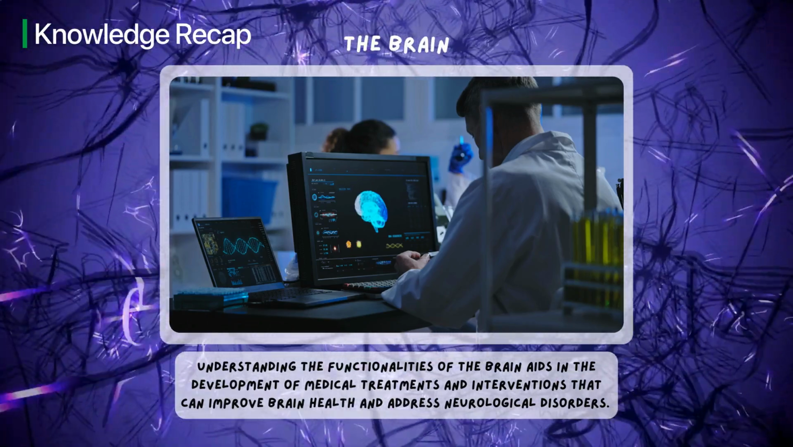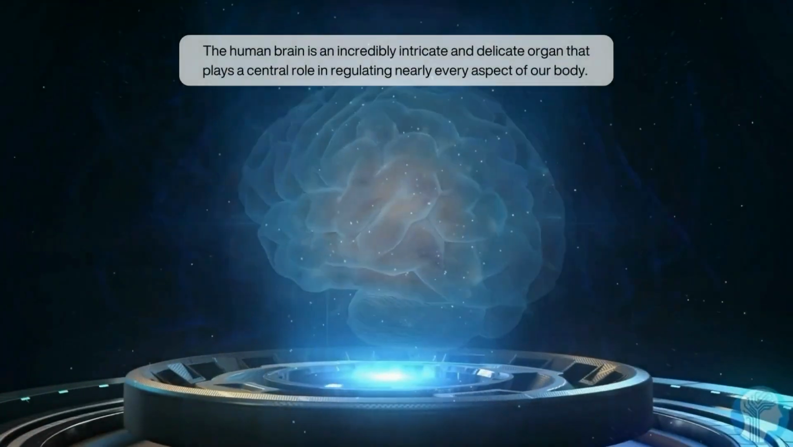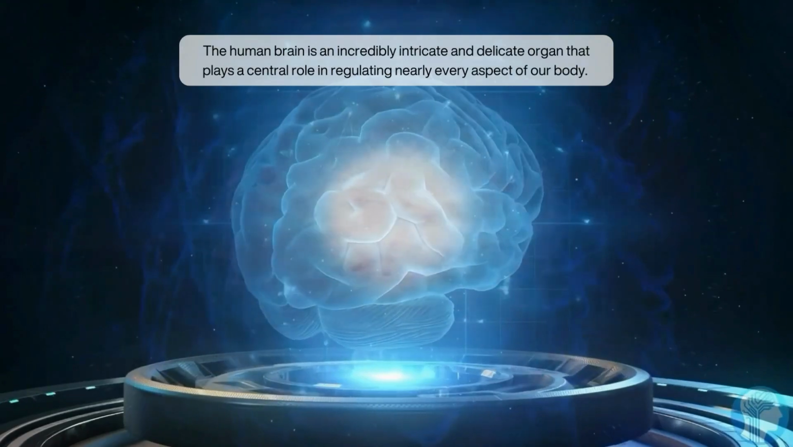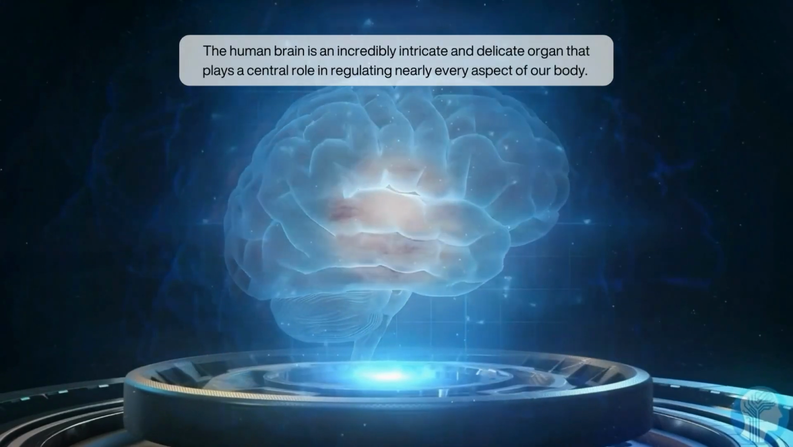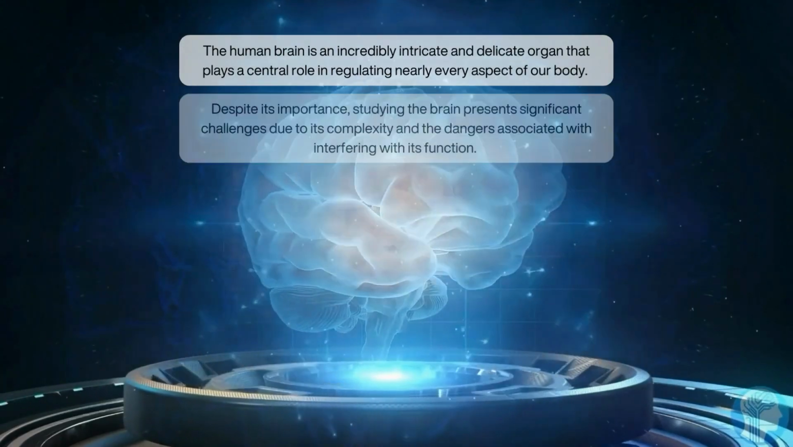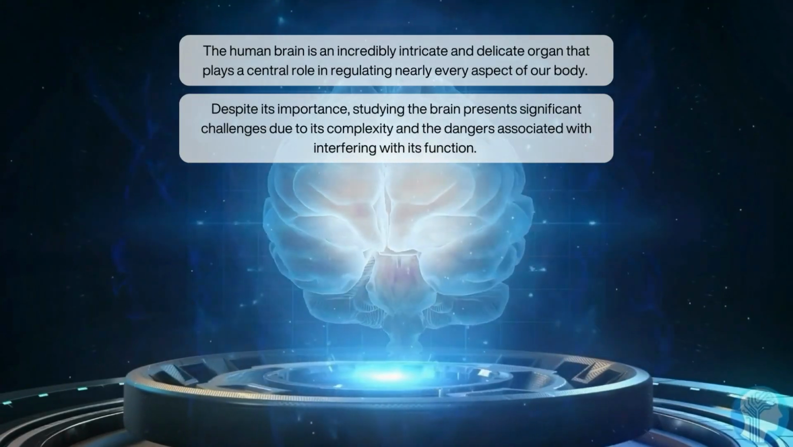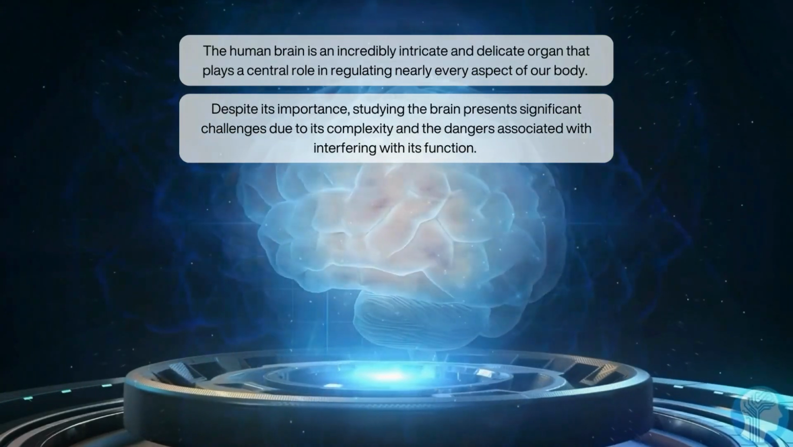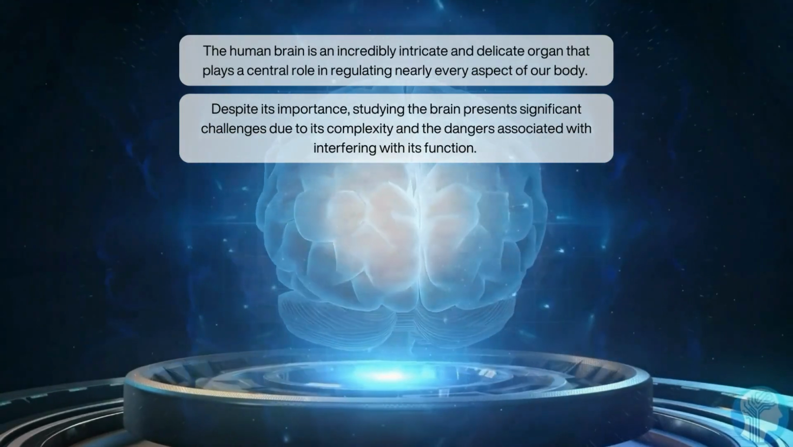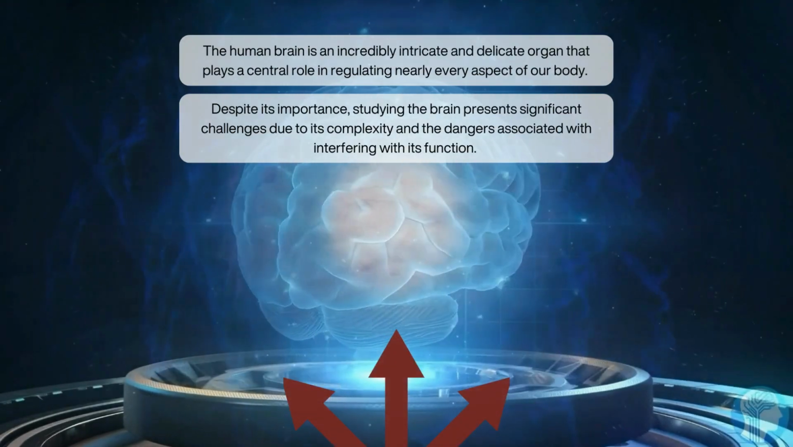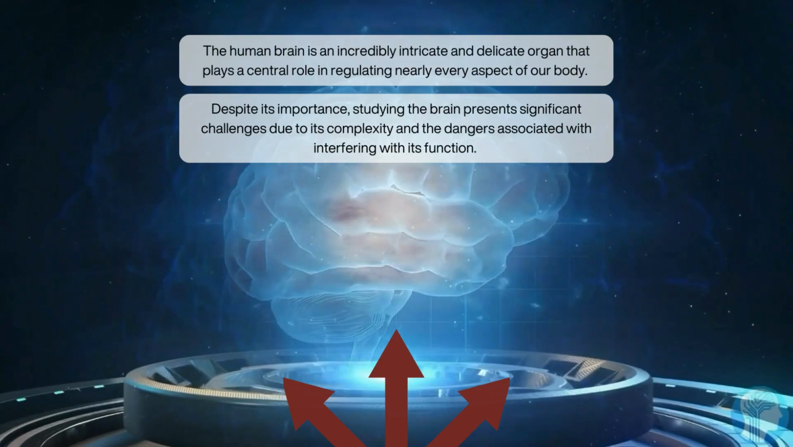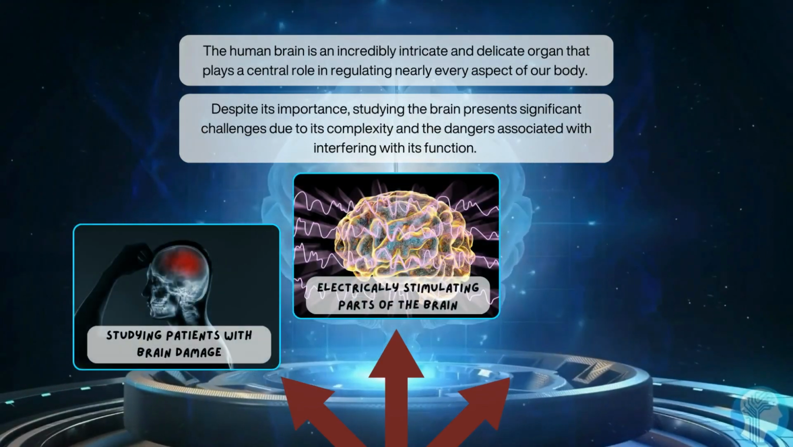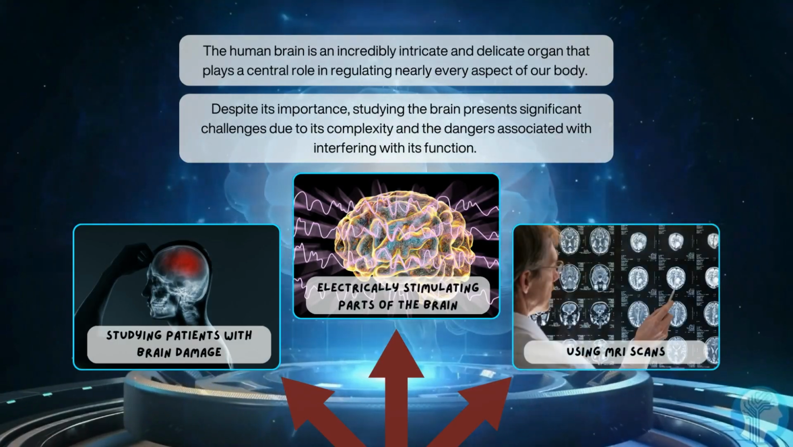Let's get started. The human brain is an incredibly intricate and delicate organ that plays a central role in regulating nearly every aspect of our body. Despite its importance, studying the brain presents significant challenges due to its complexity and the dangers associated with interfering with its function. Let's dive into three key methods scientists use to study the brain: studying patients with brain damage, electrically stimulating parts of the brain, and using MRI scans.